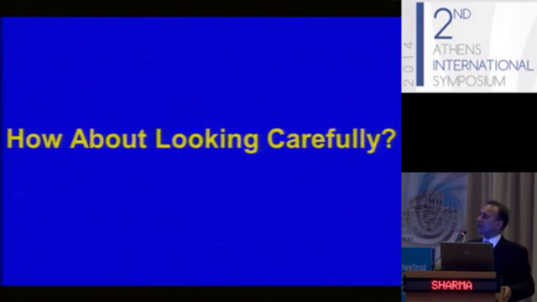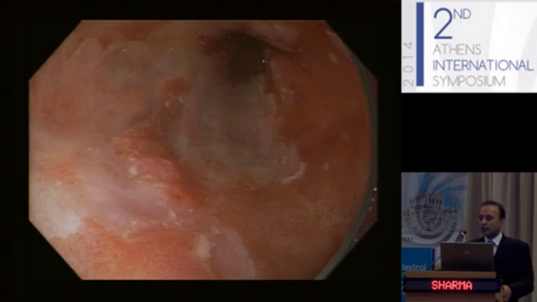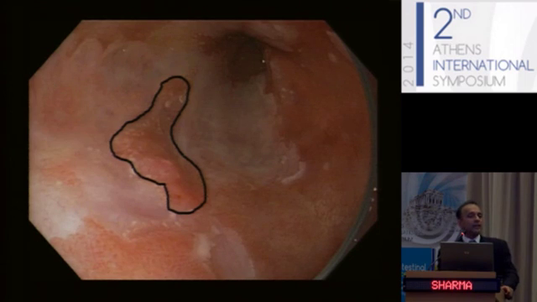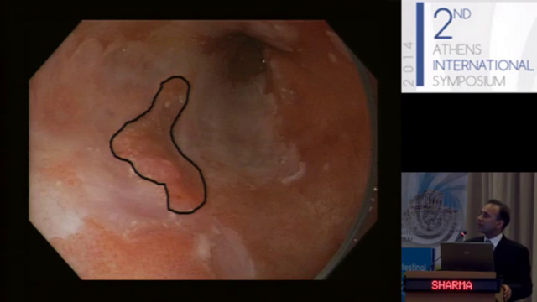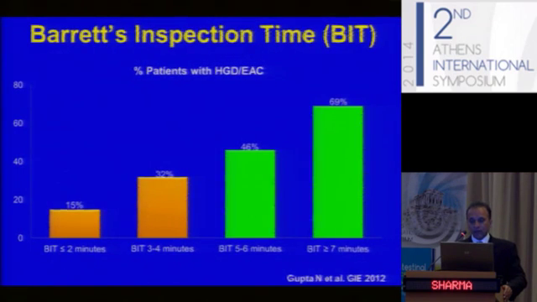How about just looking carefully instead of these techniques? Here is an endoscopic image of a patient referred to us with low-grade dysplasia. What was missed by the endoscopist was this, again, invasive adenocarcinoma, which is a Paris 2A lesion. Nowhere in the endoscopy report was this lesion mentioned, nor were biopsies taken from it, because they probably sampled some other areas away from this area, and an endoscopic resection of this revealed that this was an invasive adenocarcinoma.